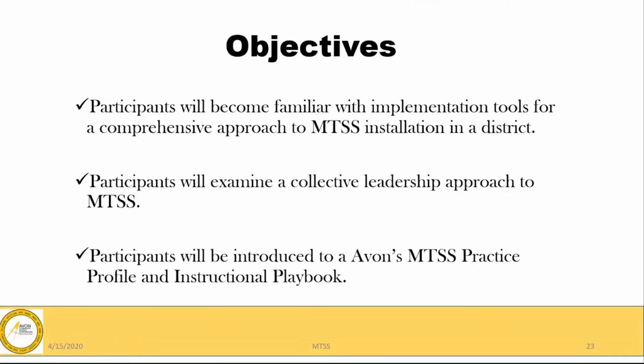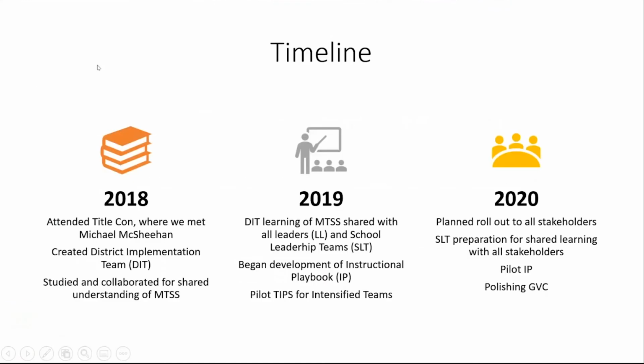So that is our final objective today. So today you have become familiar with our implementation tools. We've examined collective leadership, and we introduced you to Avon's MTSS practice profile and instructional playbook. We hope that these 3 important objectives support your journey as you're beginning or continuing your MTSS framework within your own school. One final component we wanted to show is our timeline.